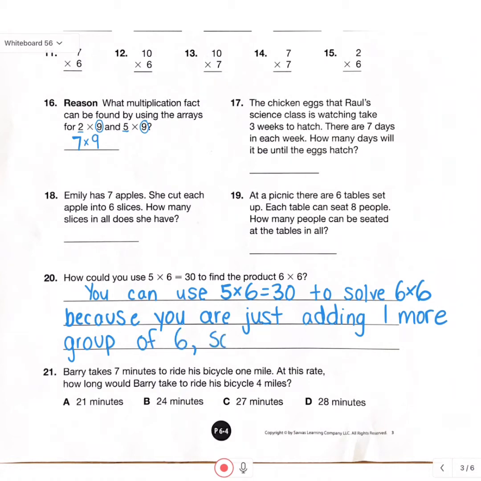Okay, so let's say what the answer is. So 6 times 6 equals, so if 5 times 6 equals 30, what's 30 plus 6? Hopefully you said in your mind 36.